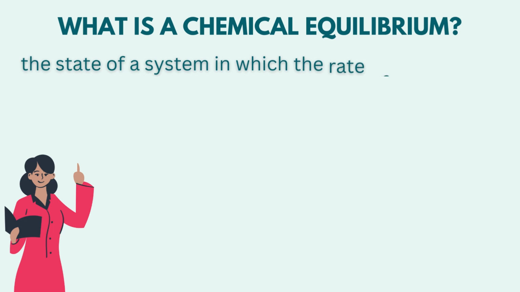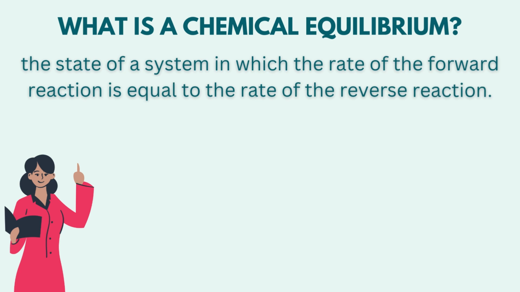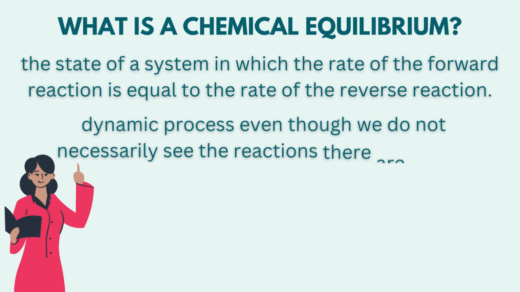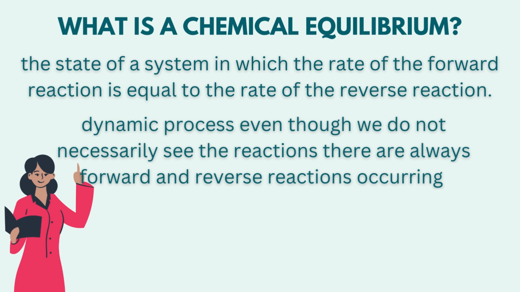Let's start off with a brief review of what an equilibrium is. An equilibrium is known as the state of a system in which the rate of the forward reaction is equal to the rate of the reverse reaction. Equilibrium is a very dynamic process. Even though we ourselves do not necessarily see the reactions, there are always forward and reverse reactions occurring.